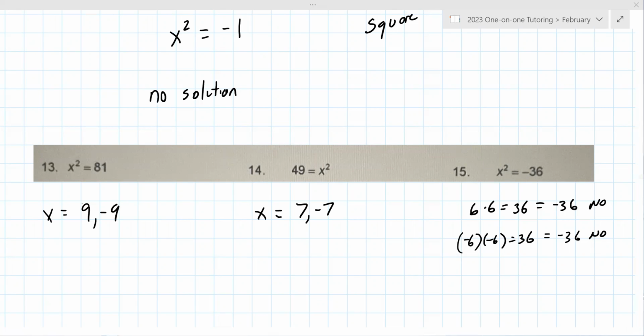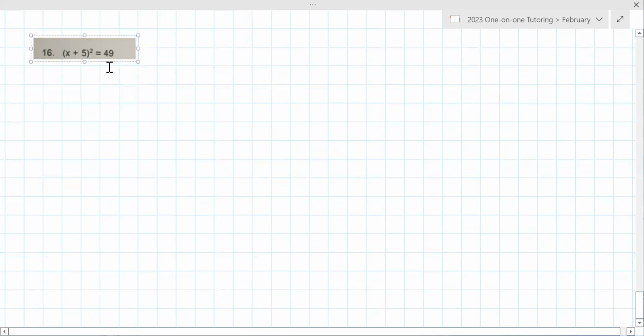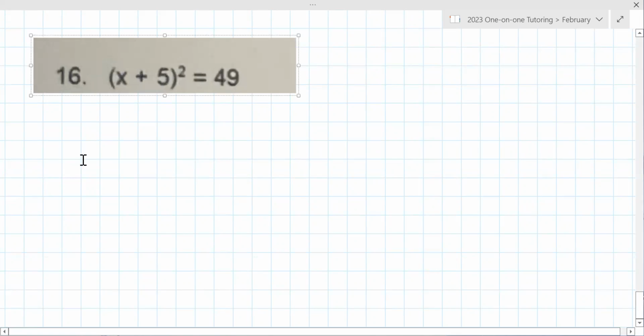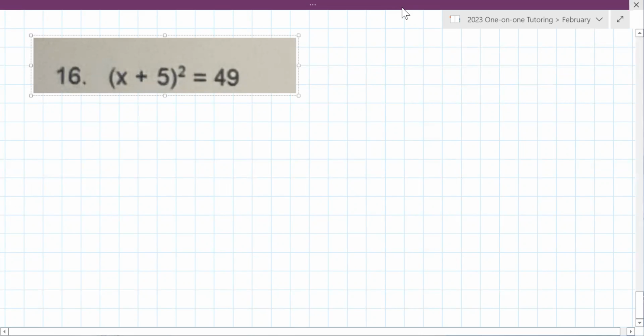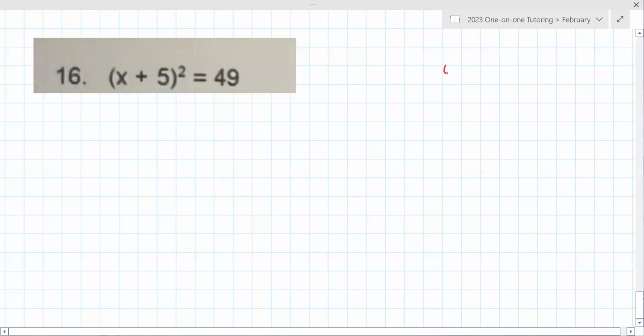Okay. All right, so we're going to look at 16 now together. So the difference between this problem and the previous problems is that there's stuff inside parentheses that's squared. But what if I told you that you treat this problem like it was, and I'll just use u squared equals 49. Would you agree that you would first take the square root of both sides? Yeah. So we're going to do the same thing over here on the left. We're going to take the square root of both sides.